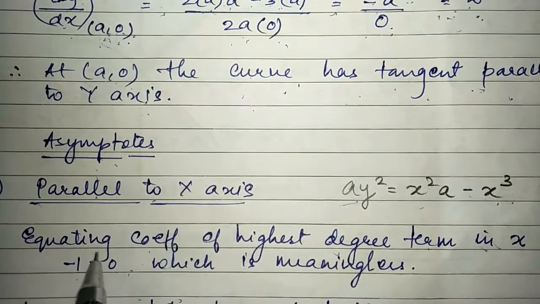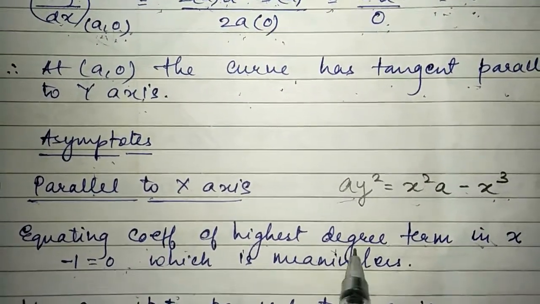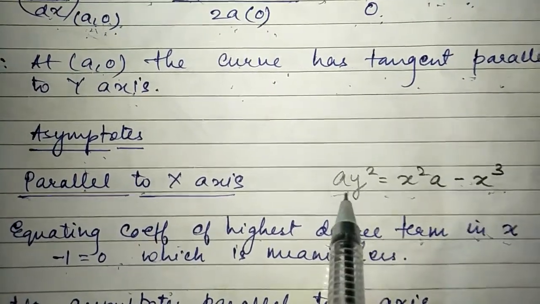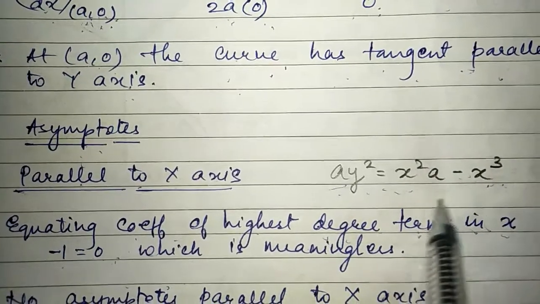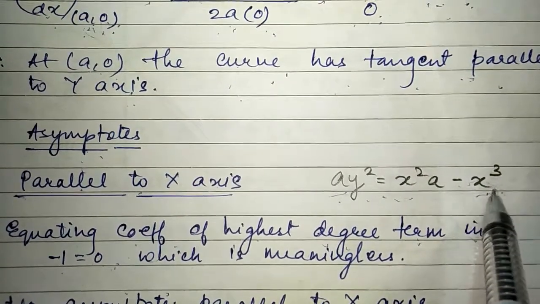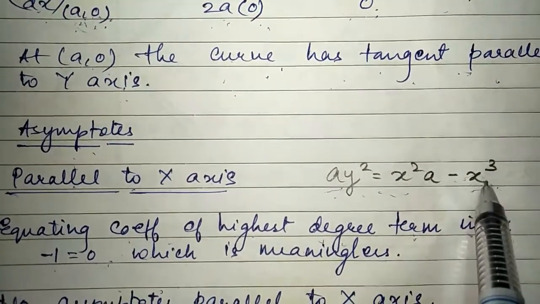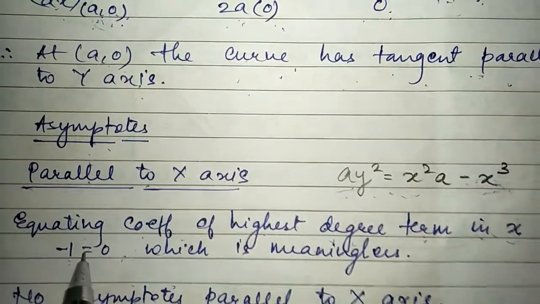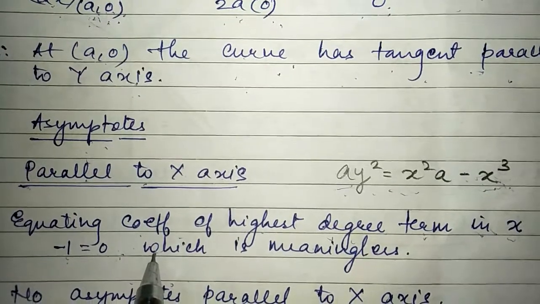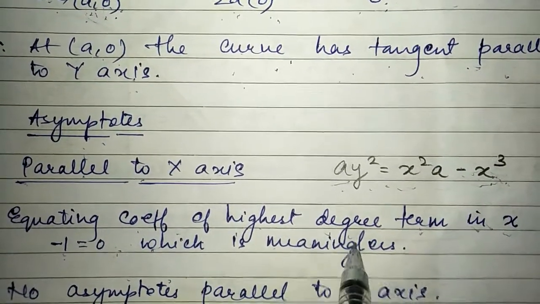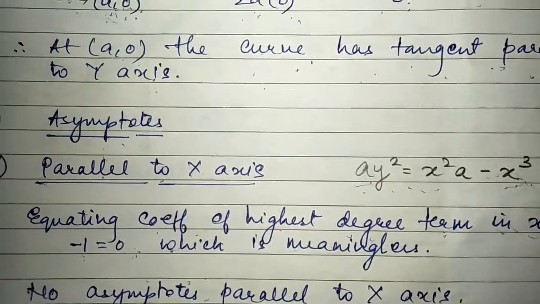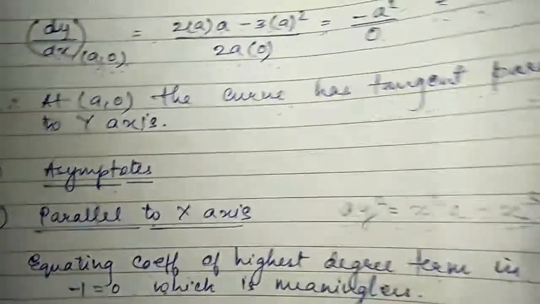For that, we'll equate the coefficient of the highest degree term in x in the given equation to 0. This is the given equation of the curve. The highest degree term in x is x cube, and its coefficient is minus 1. So we'll equate minus 1 to 0, but this doesn't make any meaning. We can say it is meaningless. That means there is no asymptote which is parallel to the x-axis.